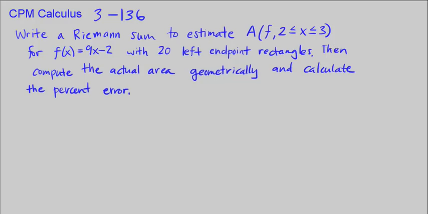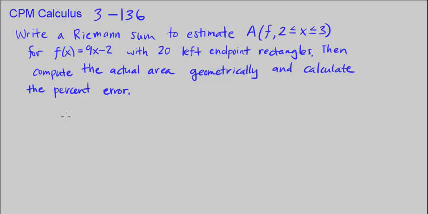This is CPM Calculus, Chapter 3, number 136. So here we're asked to write a Riemann sum to estimate the area of function f between x is 2 and 3. And this is f of x, 9x minus 2, with 20 left endpoint rectangles. Then we're going to compute the actual area geometrically and calculate the percent error. Alright, so let's go ahead and look at the Riemann sum.